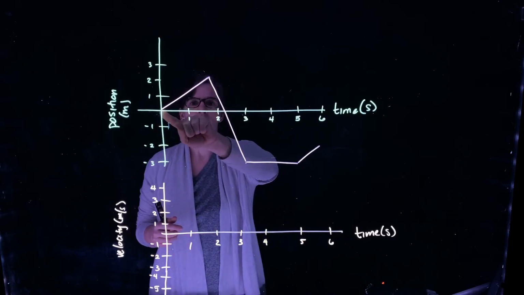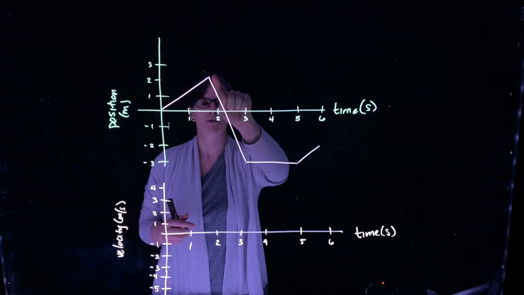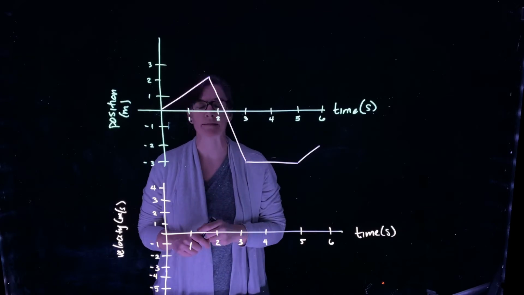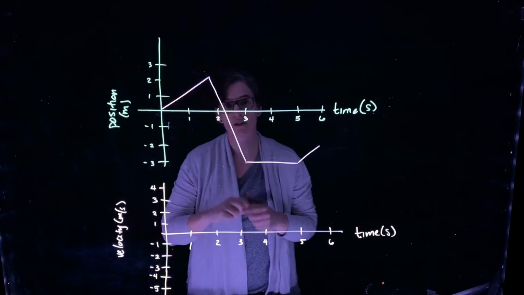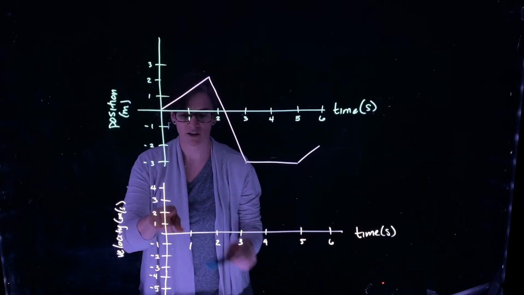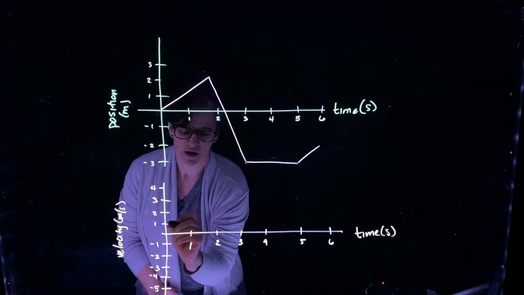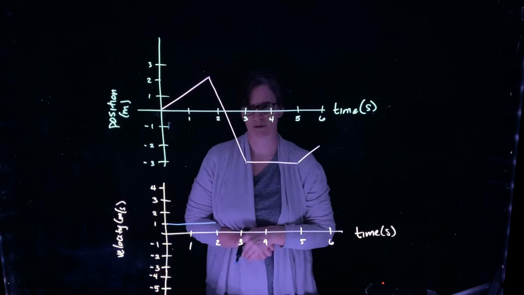This object is moving 1 meter in 1 second, another meter in 2 seconds. So it's moving at 1 meter per second. The velocity is positive. This slope is positive. So if I were to represent that on the velocity graph, over the course of the first 2 seconds, we are moving at a constant positive 1 meter per second.